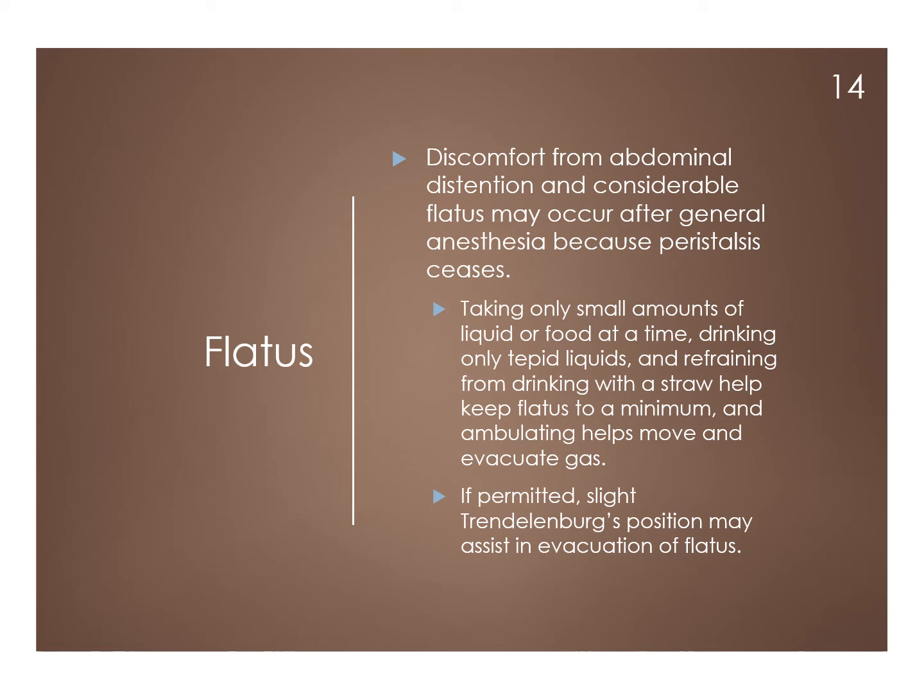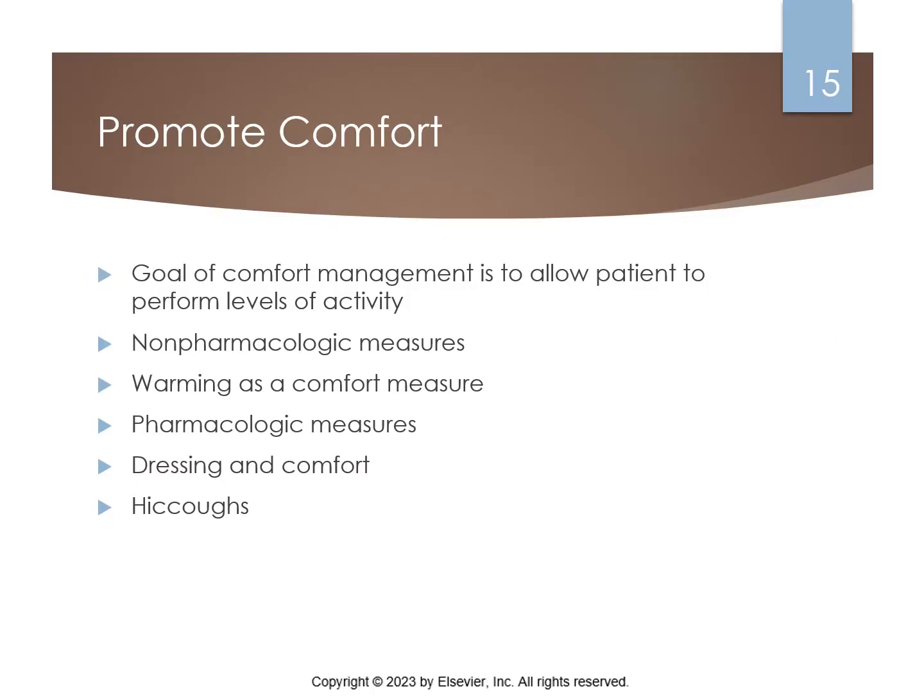This is due to the decreased or absent peristalsis. Taking only small amounts of liquid or food at a time, drinking tepid liquids, and refraining from drinking with a straw can help keep flatulence to a minimum. Ambulating will also help move and evacuate the gas. Once a patient is eating again, a bowel movement should occur within 2 to 3 days. Patients receiving narcotic analgesics may become constipated and require a stool softener or laxative in order to produce a normal bowel movement.